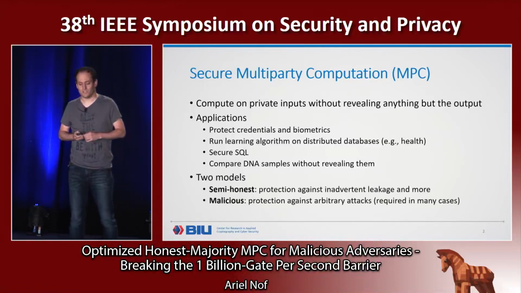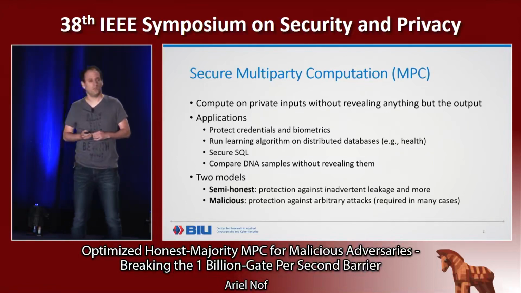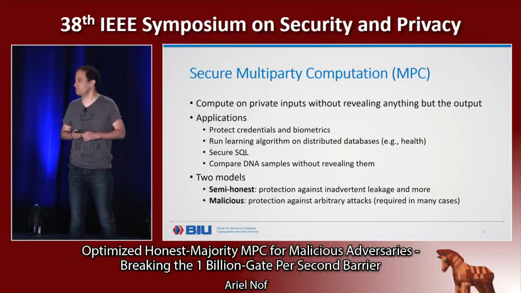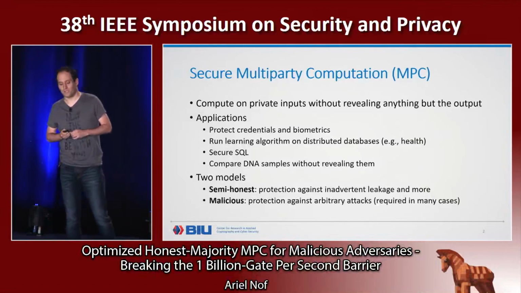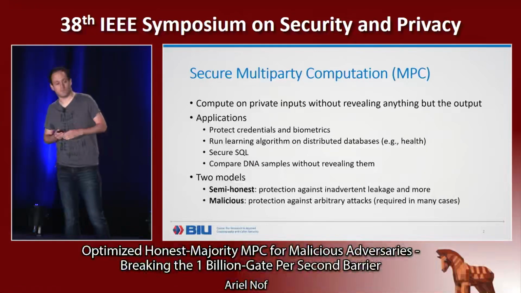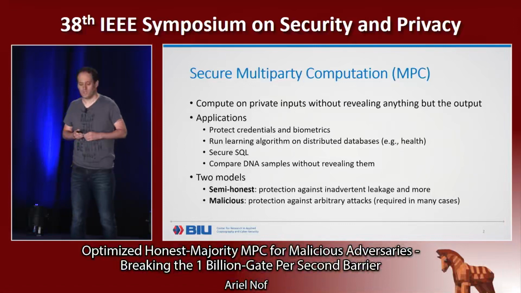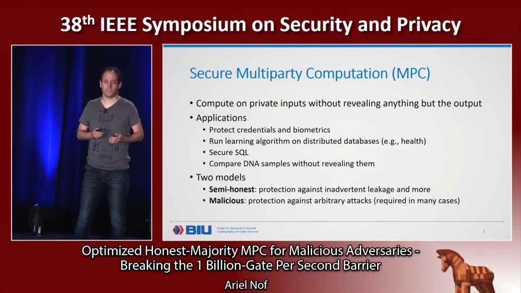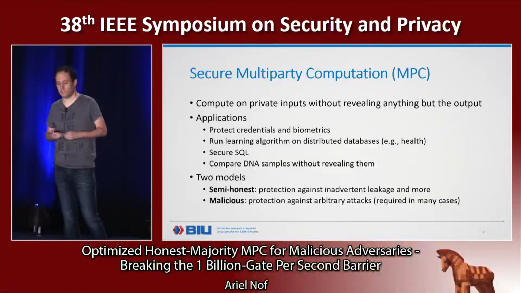When designing secure protocols, there are two main threat models. The first is the weak semi-honest model, where we assume that the parties follow the protocol, but may want to learn more than they are allowed to. And the stronger, more realistic, malicious model, where the parties can basically do whatever they want, and we cannot assume anything about their behavior.